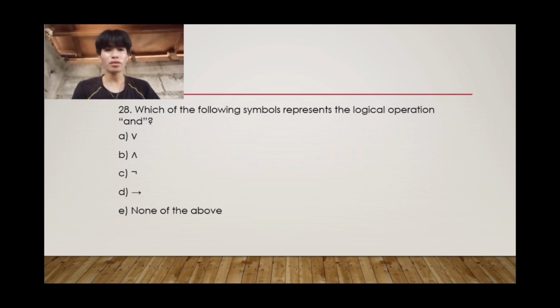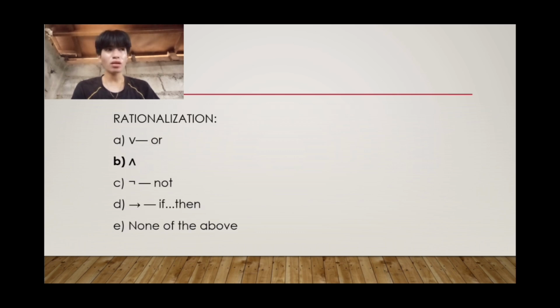Next, which of the following symbols represents the logical operation AND? Our answer for this number is letter B. That's the symbol for the logical operation AND. Let's rationalize why letters A, C, D are not the correct answer. Letter A is the logical operation for OR. Letter C is the logical operation for NOT. And letter D is the logical operation for if and then.